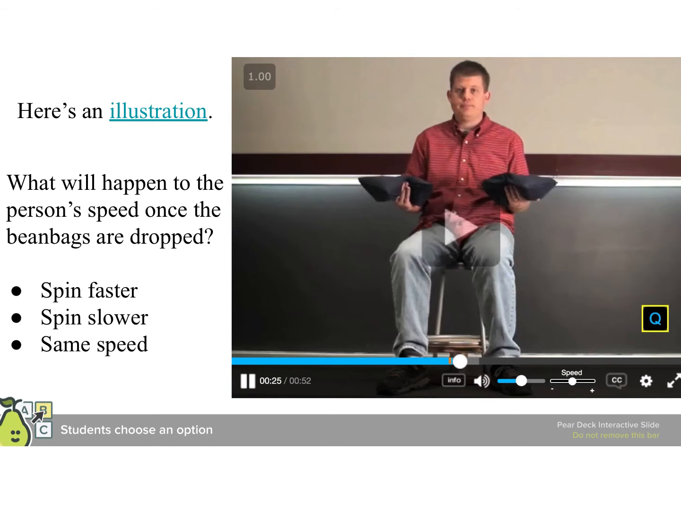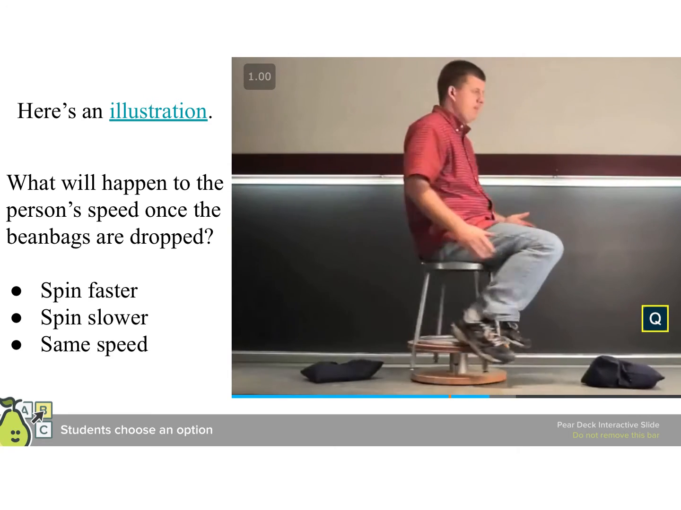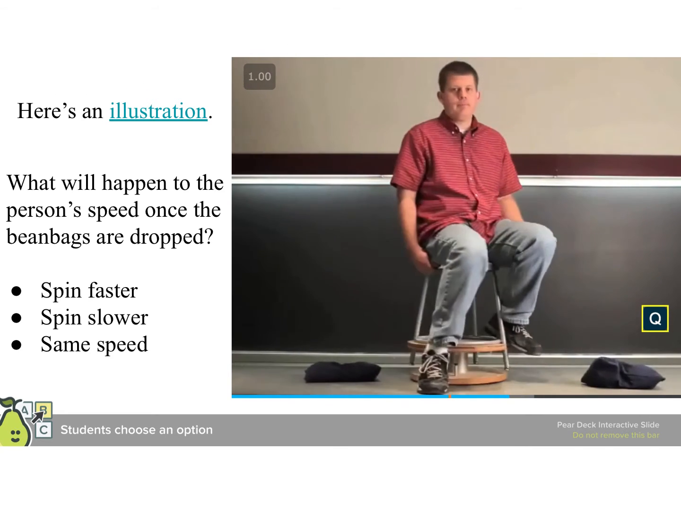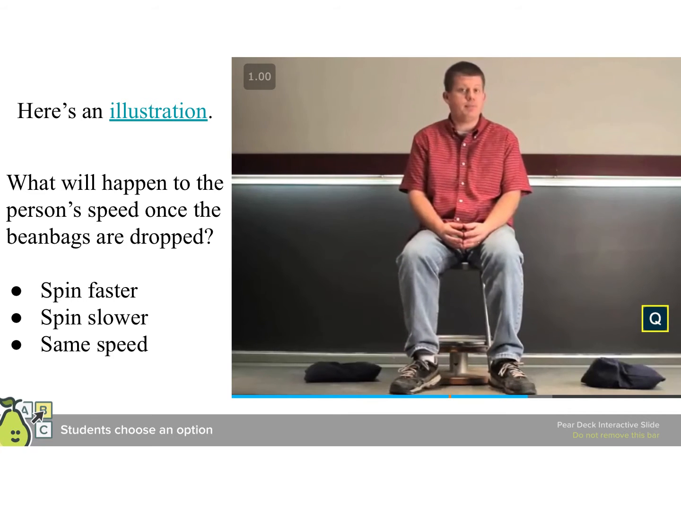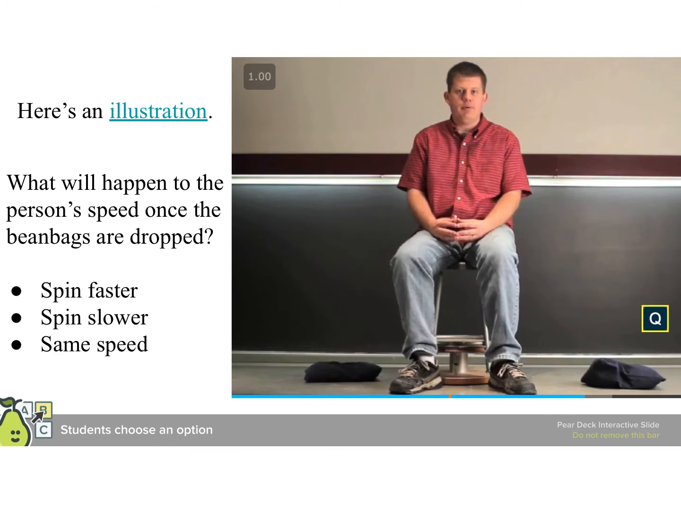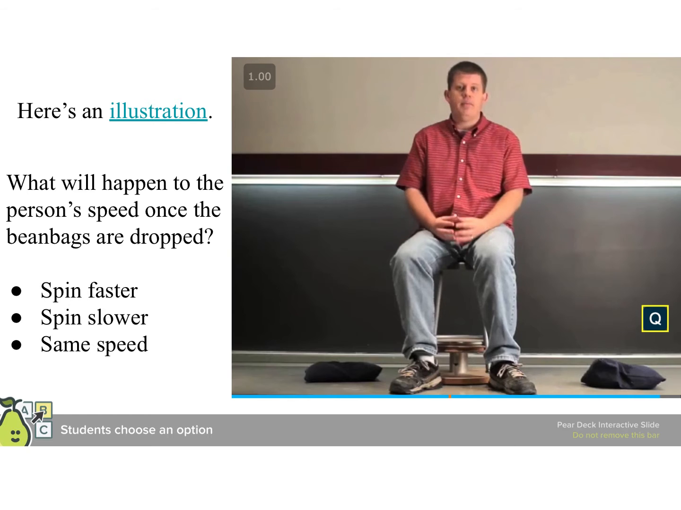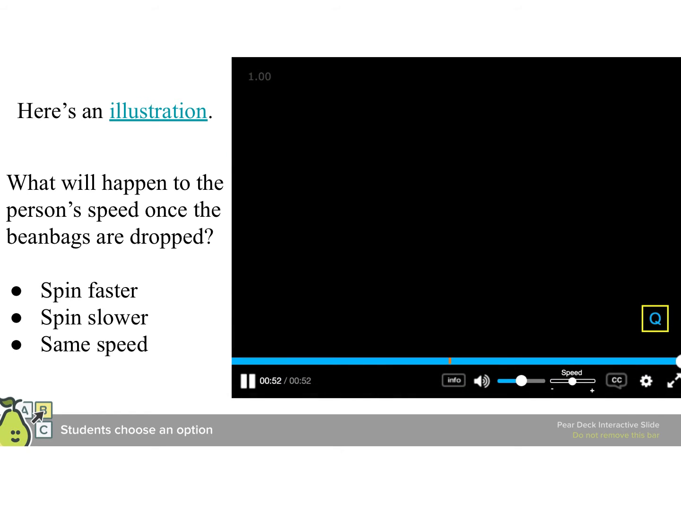Here's what happens. All right, let's find out. So, as you can see, my speed did not change. This is because even though I lost some mass when I dropped the bags onto the tabletop, they carried away some of the angular momentum that I originally had. Therefore, even though I'm lighter, after I dropped the bean bags, my rotational speed remained the same. So we see that it was the same speed.